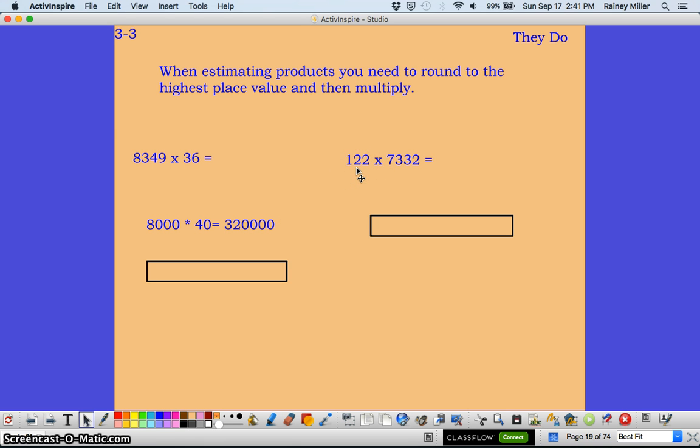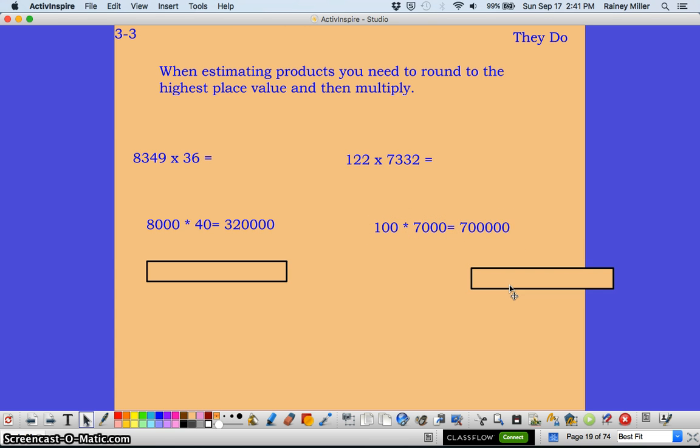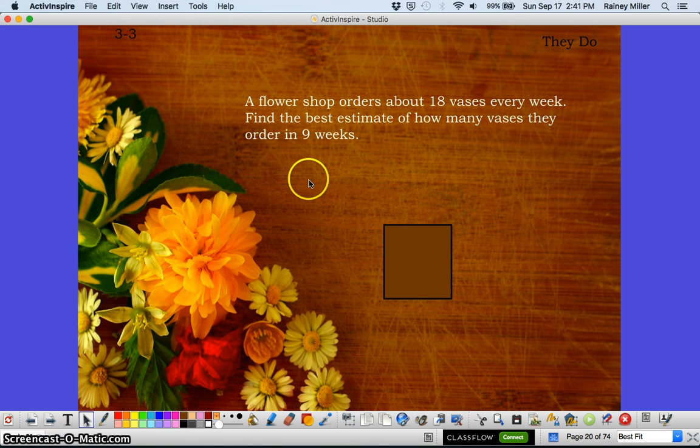Okay, let's look at this one. The 2 tells the 1 to stay the same, so we have 100. The 3 tells the 7 to stay the same, so we have 7,000. So we have 100 times 7,000. 1 times 7 is 7. And then how many zeros? 1, 2, 3, 4, 5. There's 5 zeros there. And there you got 700,000. All right, we're going to try this one.